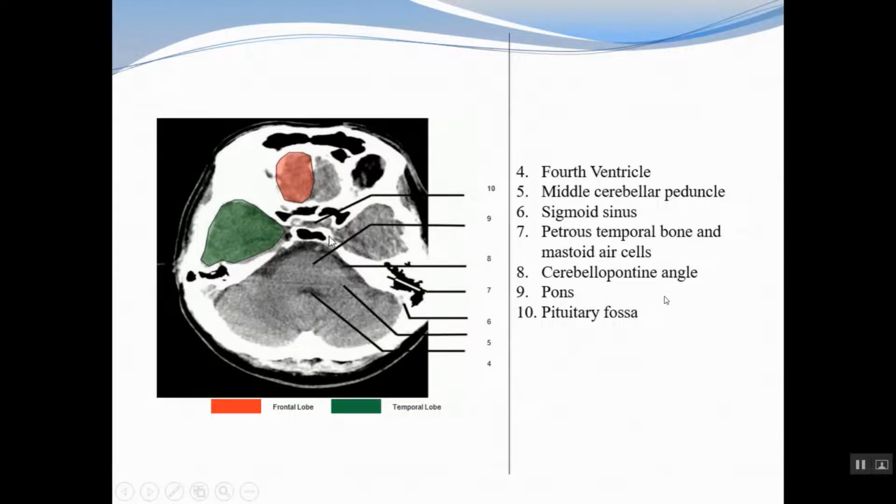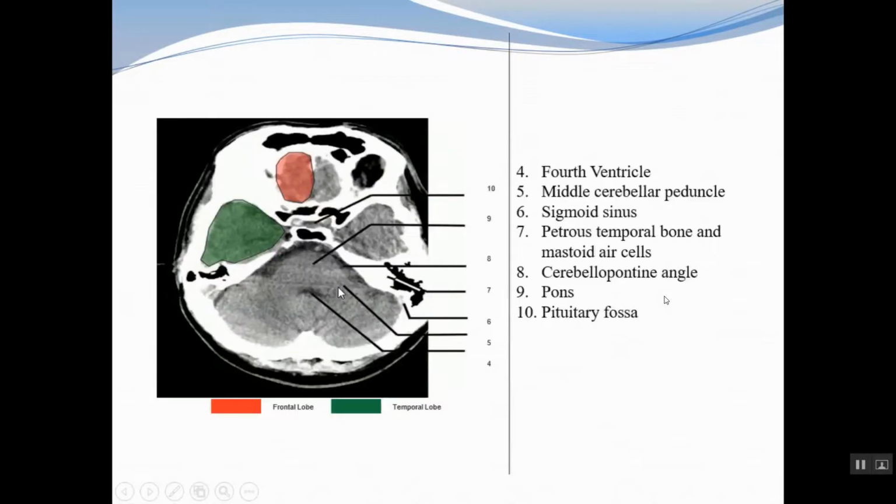Again, we'll see here the fourth ventricle, and this is the middle cerebellar peduncle. This is the sigmoid sinus. This is the petrous temporal. This is the cerebellopontine angle.